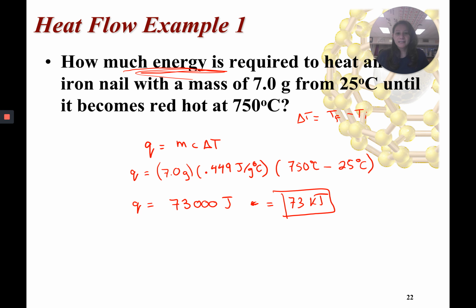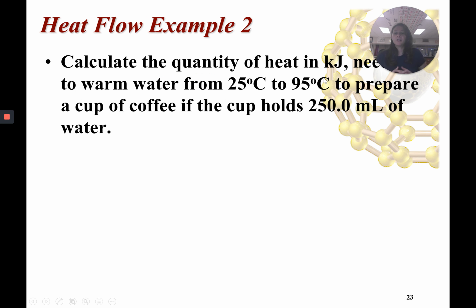Okay, let's look at the second example. We want to calculate the quantity of heat in kilojoules needed to warm water from 25 Celsius to 95 Celsius to prepare a cup of coffee if the cup holds 250 milliliters of water. So we want to heat our water. So I'm going to write Q equals mc delta T. I highly recommend when you write Q equals mc delta T, always write what substance it's for. You'll see that that's helpful a little bit later on.